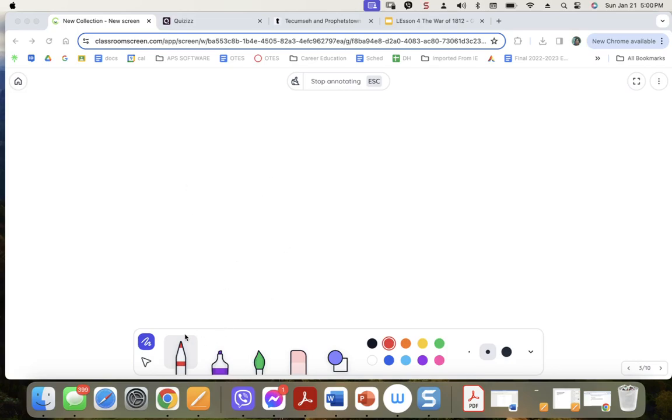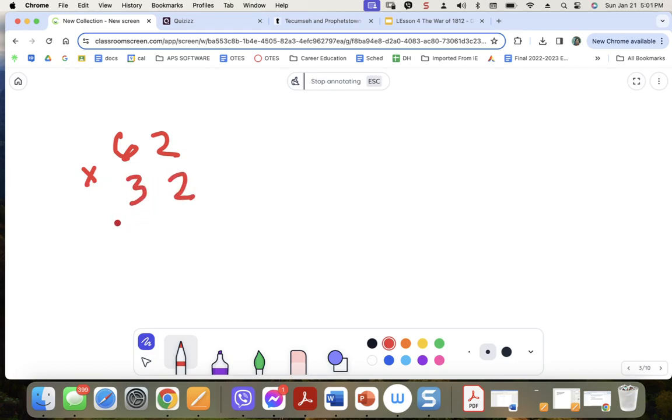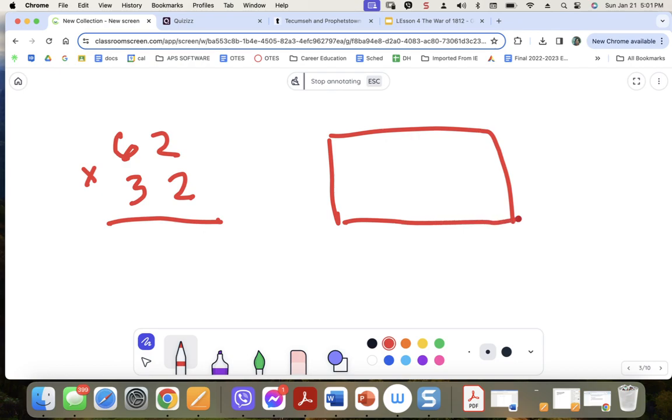What if we have a two-digit multiplier? It's exactly the same thing we did with our single-digit multiplier. We're just going to end up having two digits in our multiplier. So let's say, for example, we have 62 times 32 equals. The easiest way to do it, again, is using our boxes.